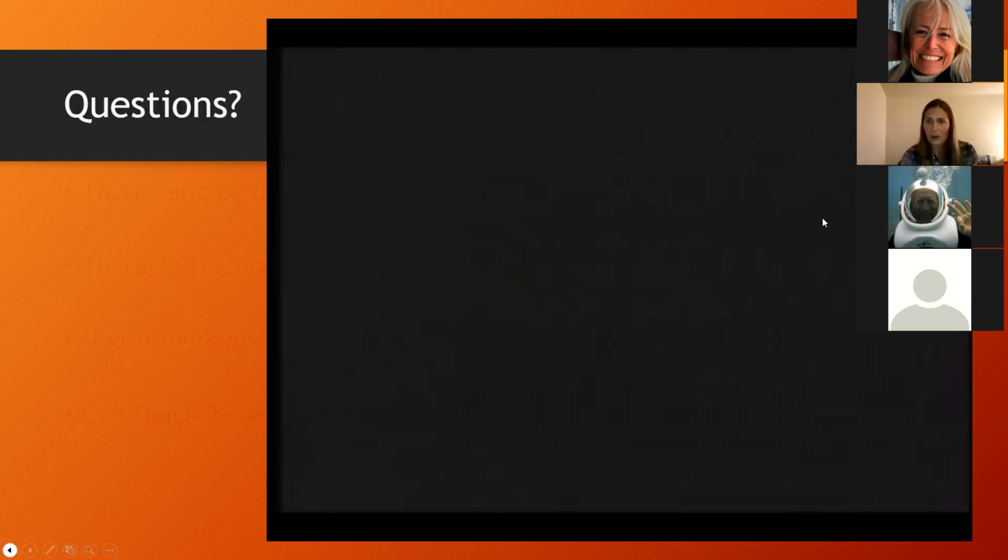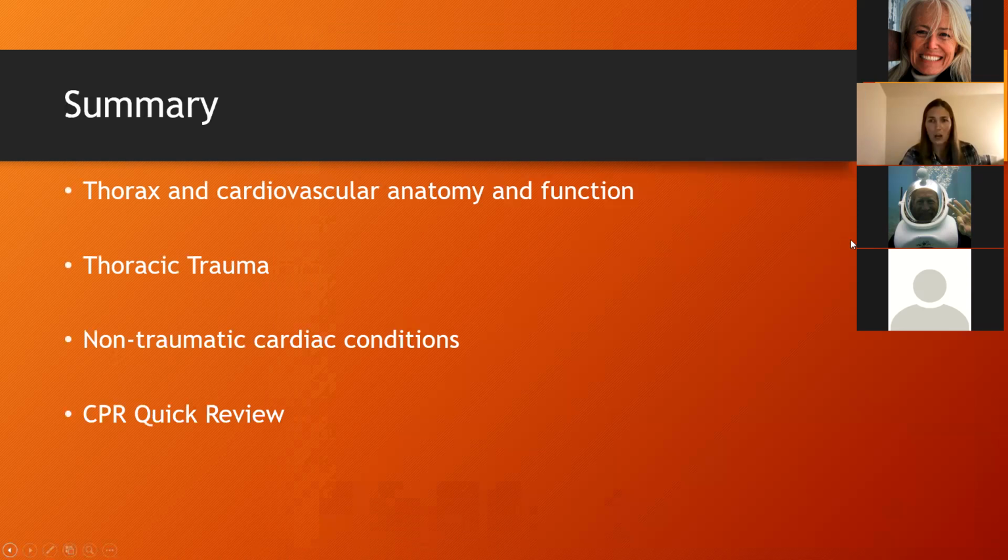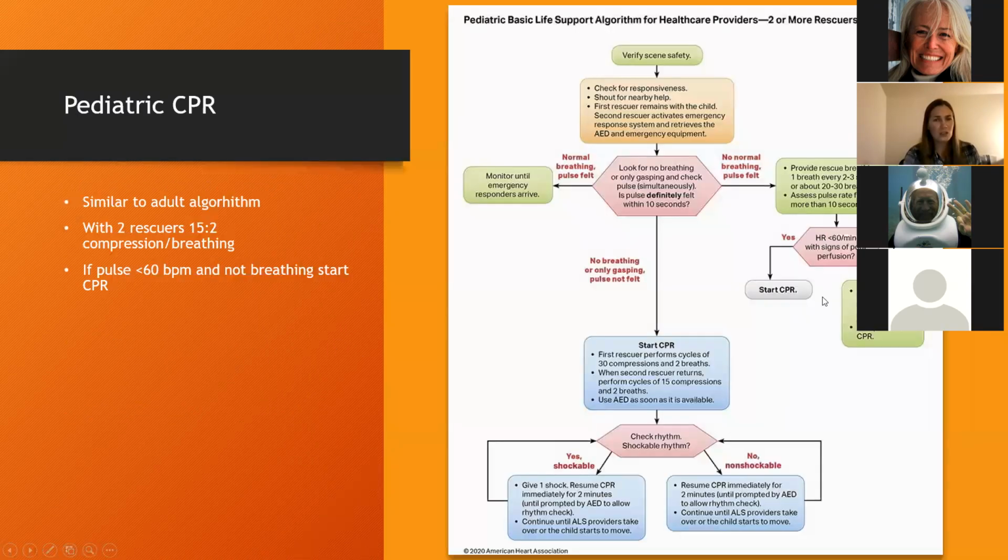And if you look over where it talks about heart rate less than 60 beats per minute, it also says with signs of poor perfusion. So if you have a child who's talking to you and breathing and their heart rate might just be really low, they have pretty good perfusion. You can feel their hands and fingers. They're responsive. You probably don't want to start CPR then. If you have a patient who's not responding to you, you feel a pulse that you're not sure, is it greater than 60 or not?